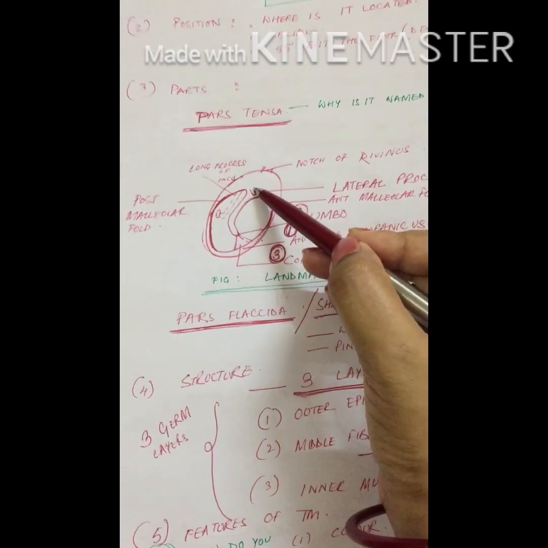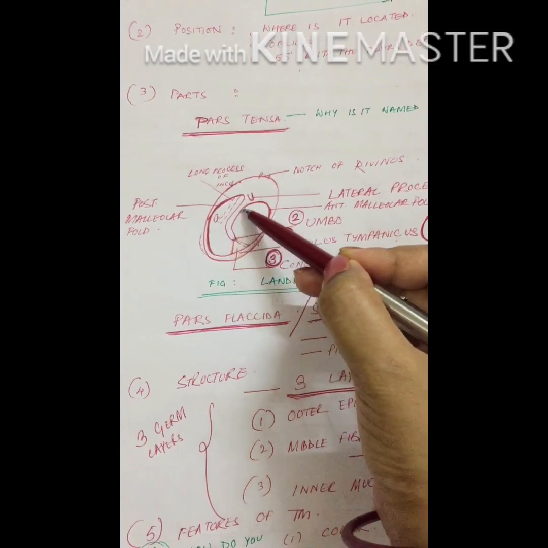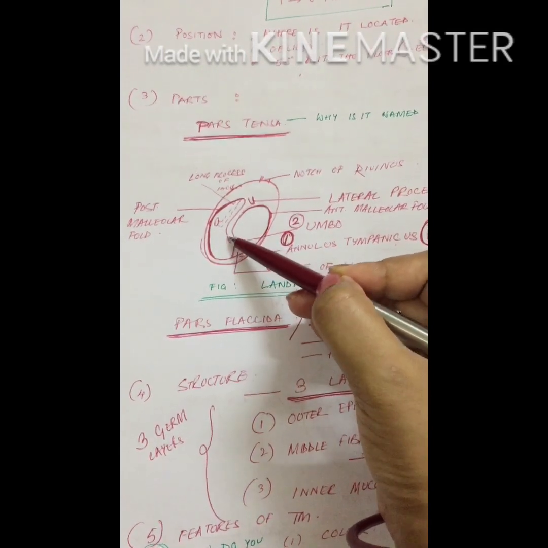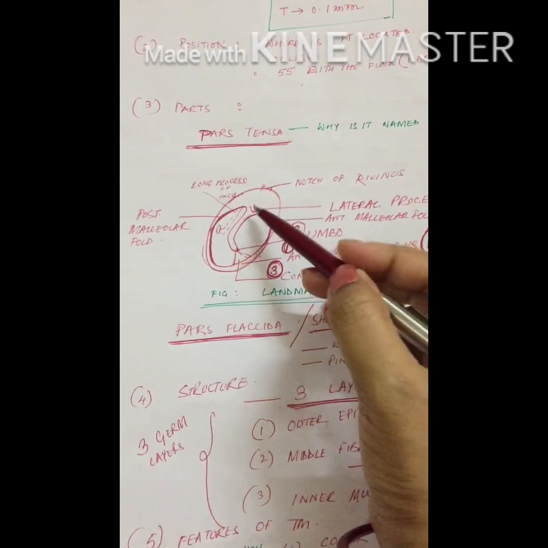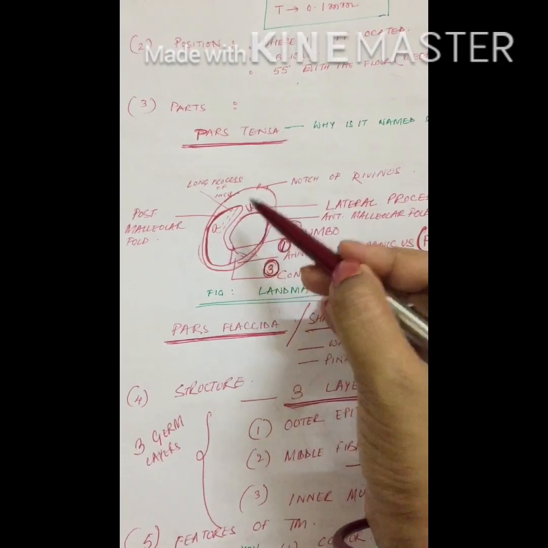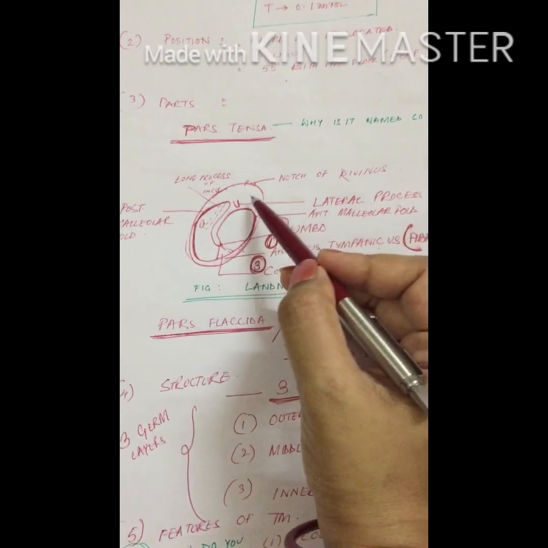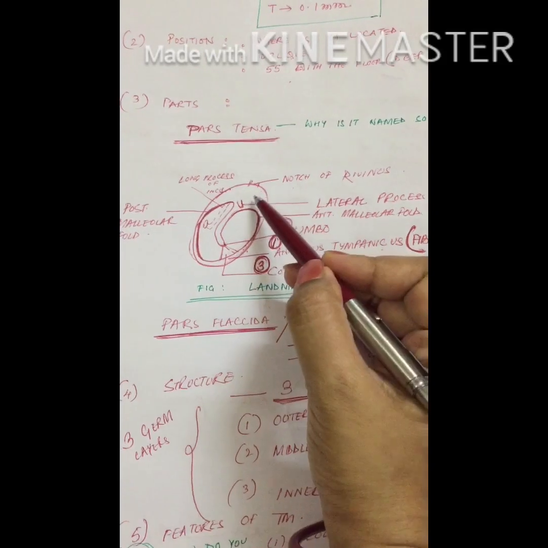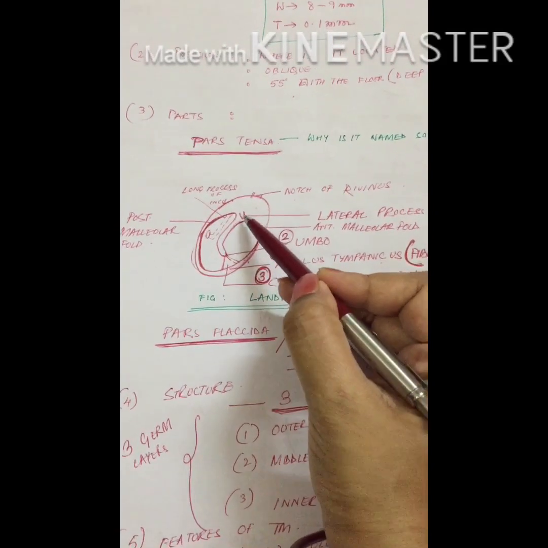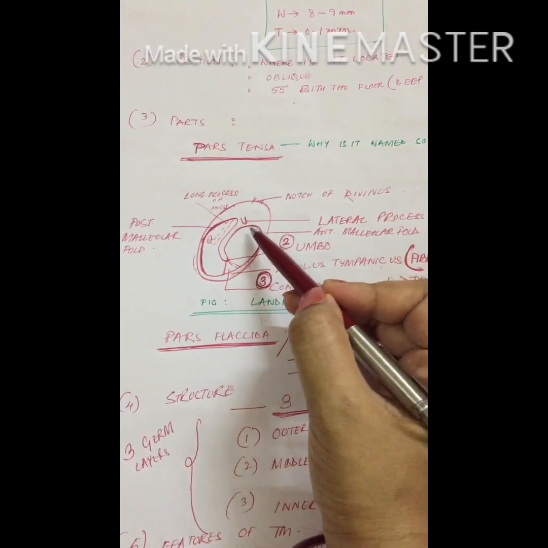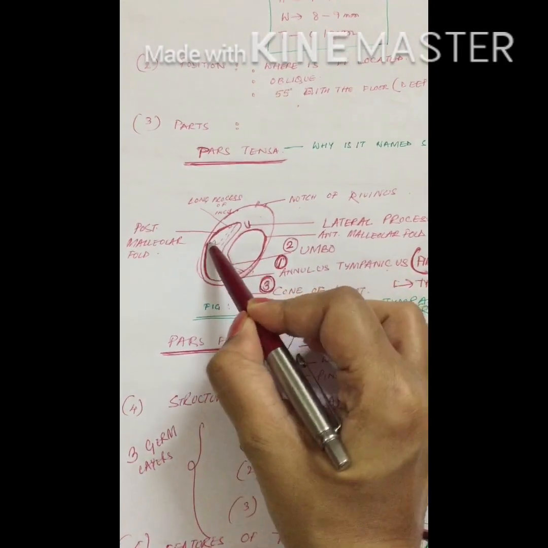Now this is the lateral process of the malleus. This is the handle of the malleus which is inwards. This part faces inwards. This is the lateral process of the malleus. This is the pars flaccida. Now which is the pars flaccida? Pars flaccida is that area of the tympanic membrane which lies just above the lateral process of malleus in between the anterior and the posterior malleolar fold.